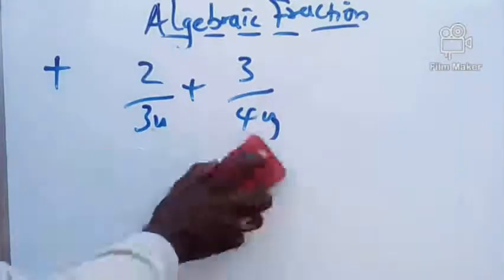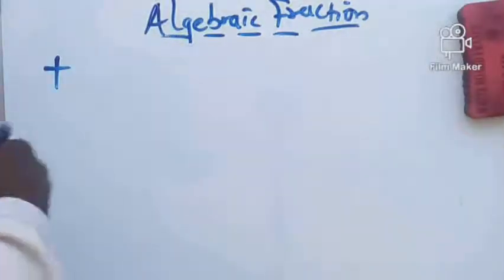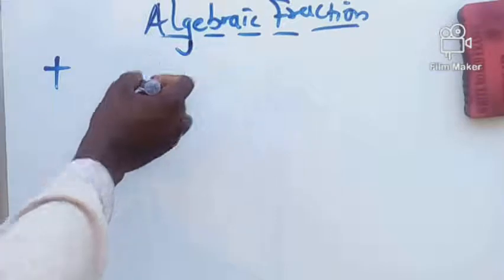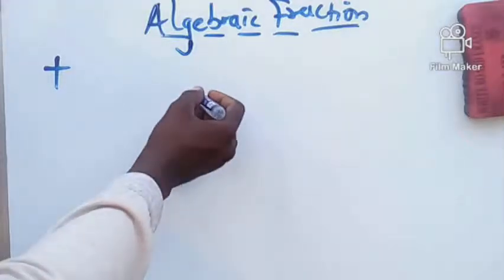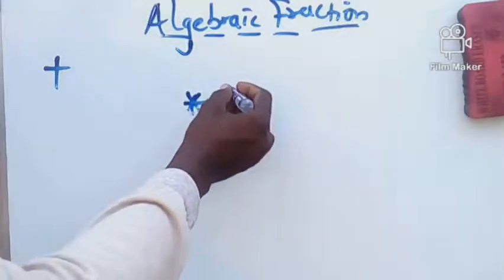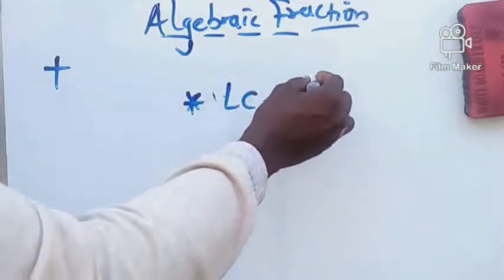So let's take another example. Feel free to pause the video. That's how to tackle problems involving algebraic fractions. So from this example, you can see a pattern. And what is that pattern? The first step is take the denominators and find the LCM. So find the LCM of the denominators.